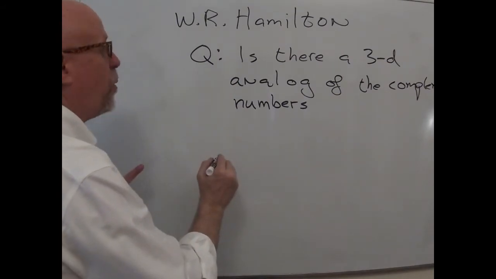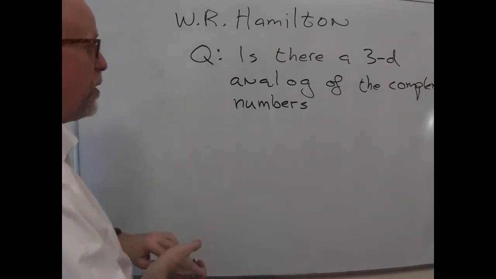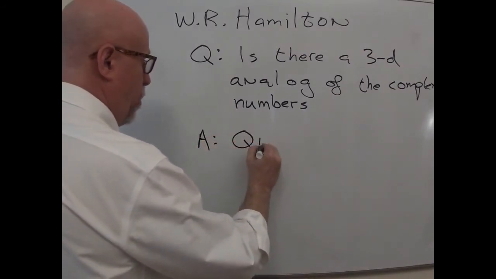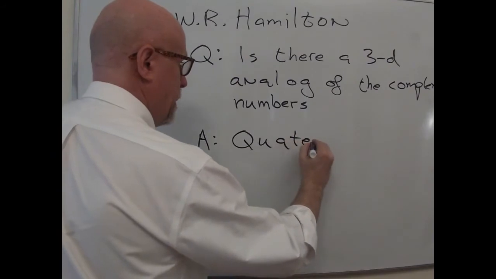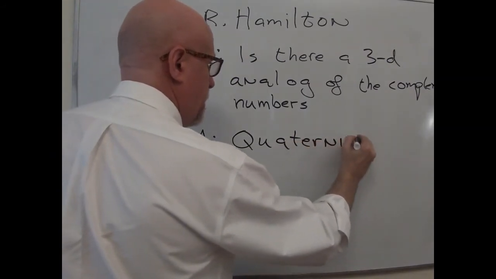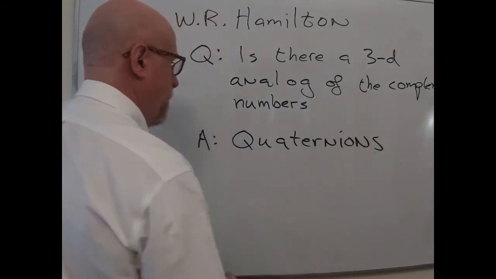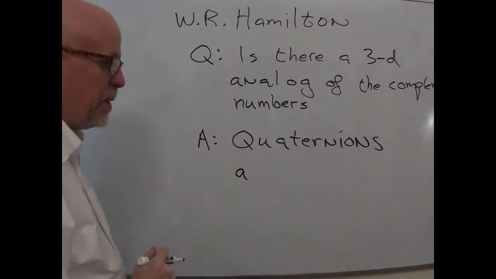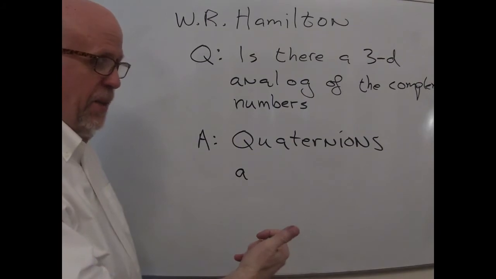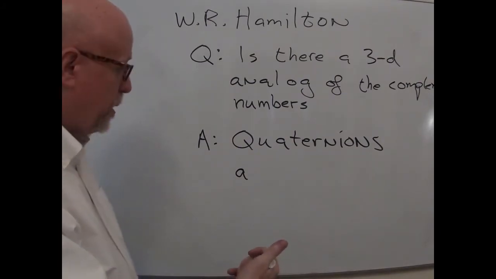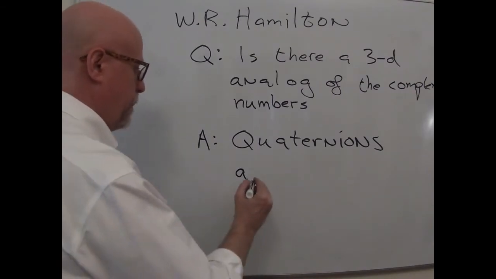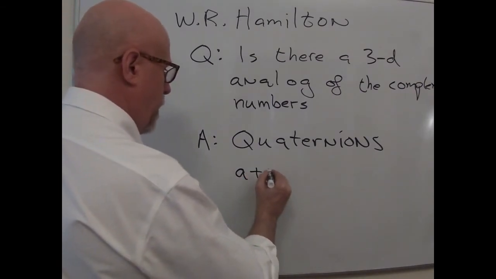Instead of triples, what you actually had to do was go to 4 dimensions. So the answer was a thing that they now call quaternions. This is a real thing, but basically what you do, instead of having an i, the square root of -1, you have 3 of those. You have 3 distinct square roots of -1, and he called them i, j, and k.